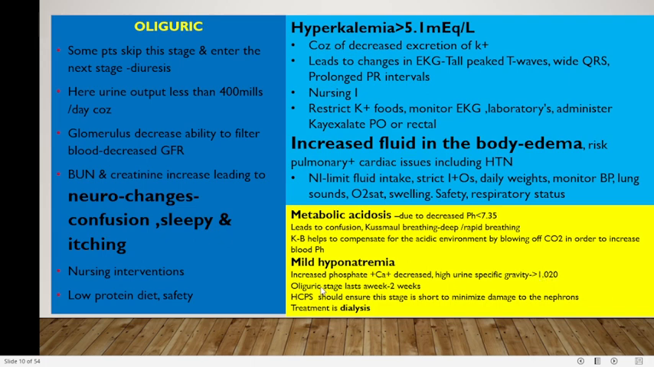So we have also the oliguric stage, and this oliguric stage normally lasts for a week to 2 weeks. Healthcare providers should ensure that this stage is short to minimize damage to the nephrons. So there is a likelihood of the patient undergoing dialysis in this stage so as to correct it.